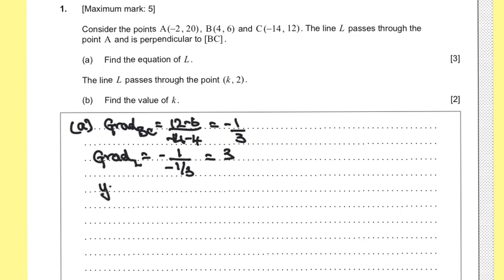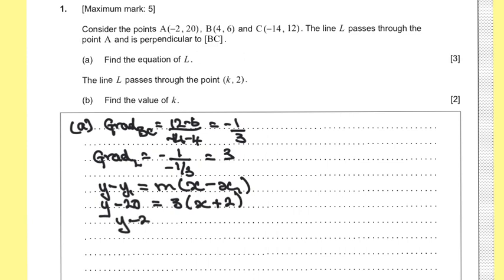Now using y minus y1 equals m(x minus x1) with the point A, which is (minus 2, 20), therefore we get y minus 20 is equal to 3(x minus minus 2), which is plus 2, so we get y minus 20 is equal to 3x plus 6. Rearrange to get y equals 3x plus 26.